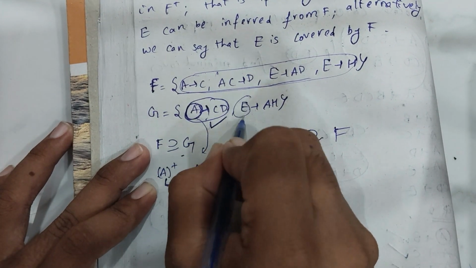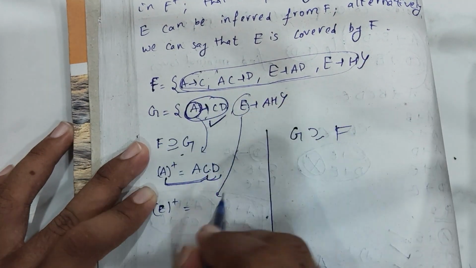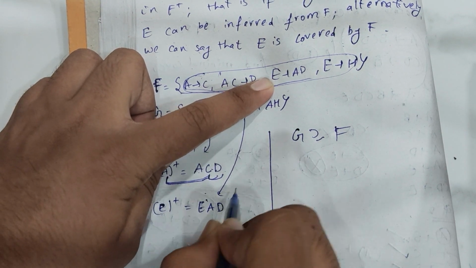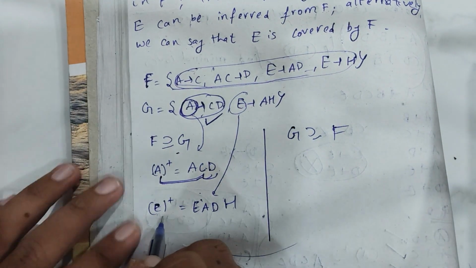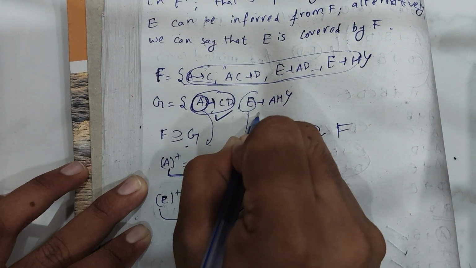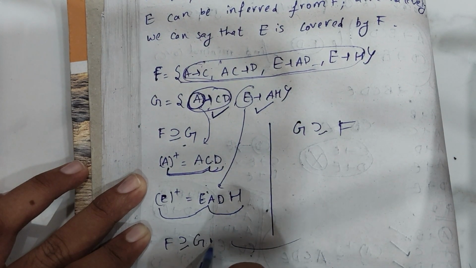Now find the closure of E, but in F's functional dependencies. So E to AD, and E to H, and yes, it contains EAH. So this is also covered. So F is covering G.